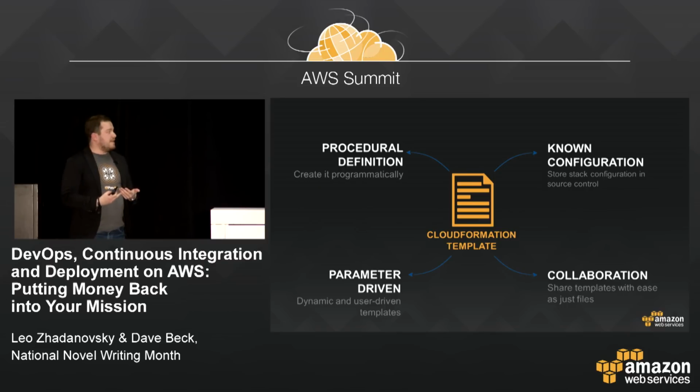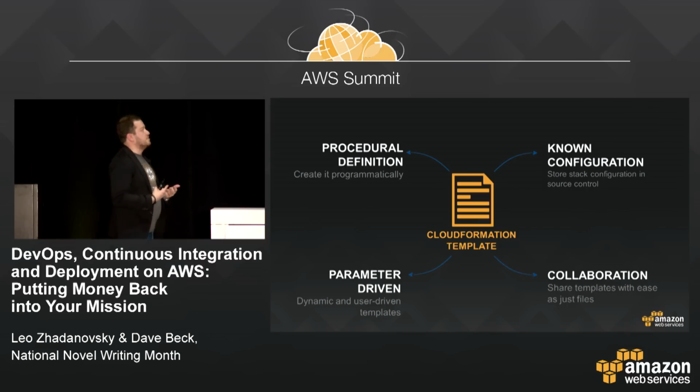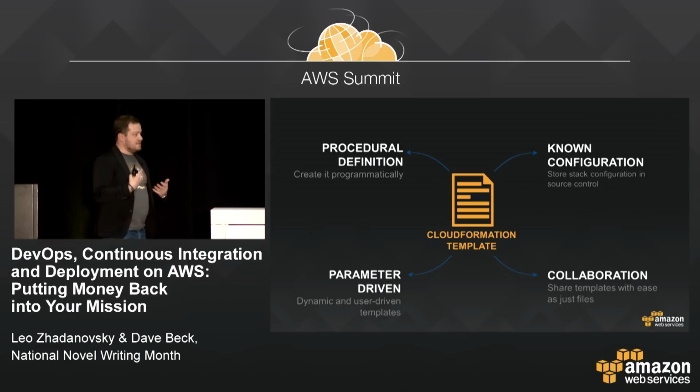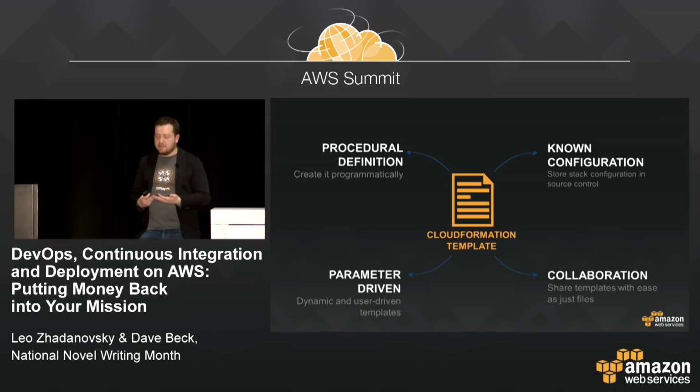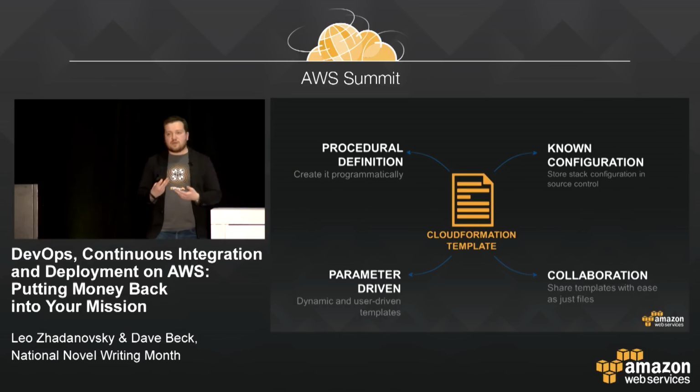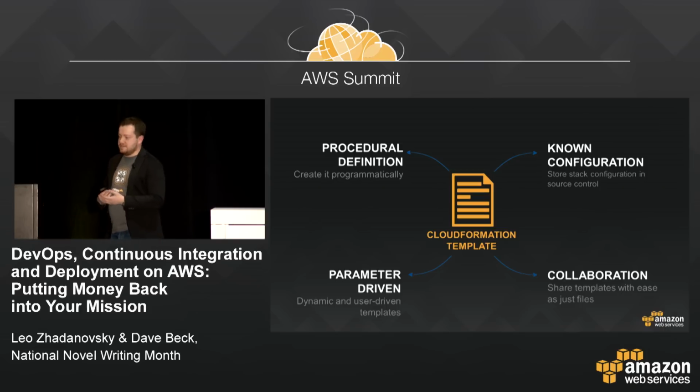So just to reiterate, there are a lot of advantages of CloudFormation templates. It's a known configuration, so every time you launch the CloudFormation template, you're going to get the same thing because it's doing the same process to launch it every time. It's a procedural definition, so it's JSON, right? So it's created programmatically every single time. Again, it's going to be consistent.